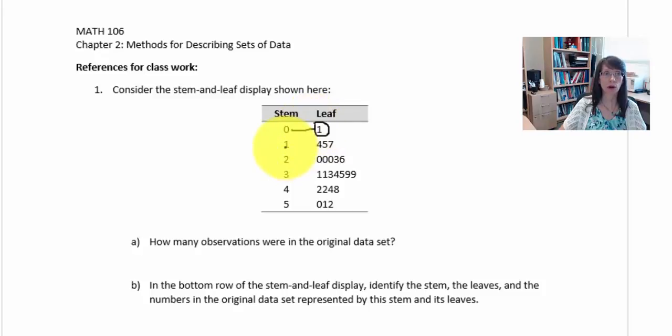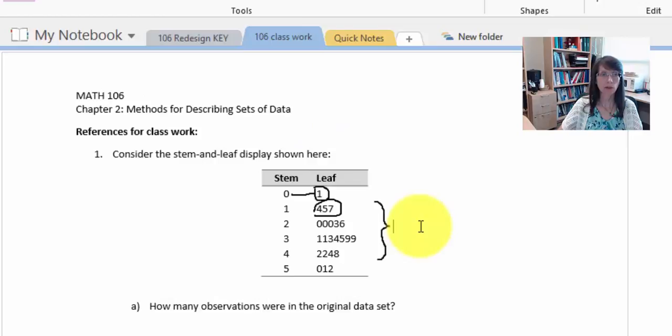In our second row, we have a stem of 1. That actually means 1 is paired with 4 to make the number 14. 1 gets paired with 5 to make 15, and finally 1 gets paired with 7 to make the number 17. So you can see 3 different values come from 3 leaves. So let's count the leaves. You can see that we have 23 different leaves, and therefore we will have 23 observations.